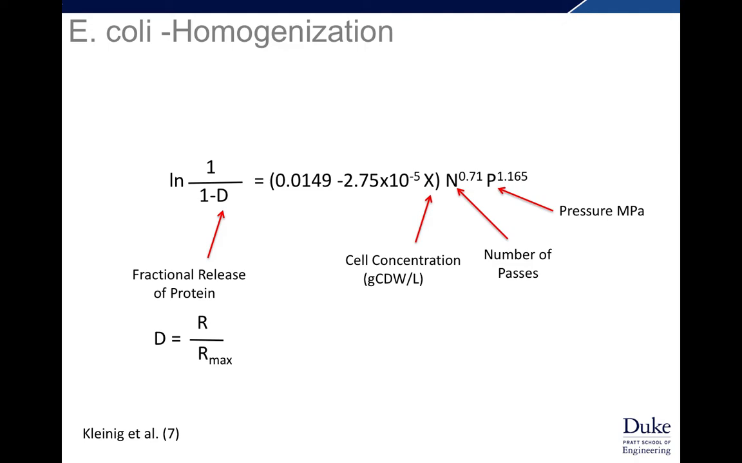For E. coli, we can rearrange this equation to give us a term D. So D is the fractional release of protein, which is R over R max. And these constants can be used to estimate the level of release for E. coli, right? So it's a function of the cell concentration, which makes sense, the number of passes to an experimentally determined coefficient, and the pressure to an experimentally determined coefficient.